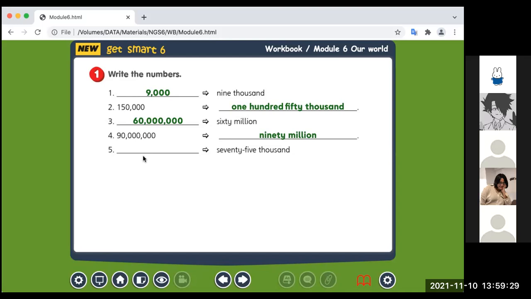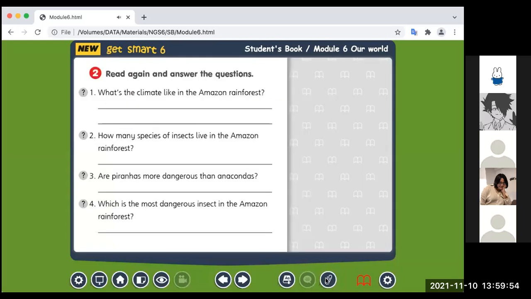And another homework was activity 2 in student book, page number 59. Please open your student book on page 59, and you have to answer these questions. So, what's the climate like in the Amazon rainforest?